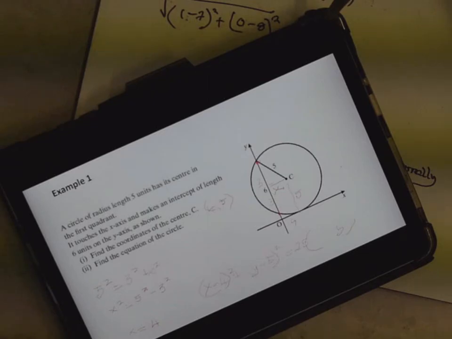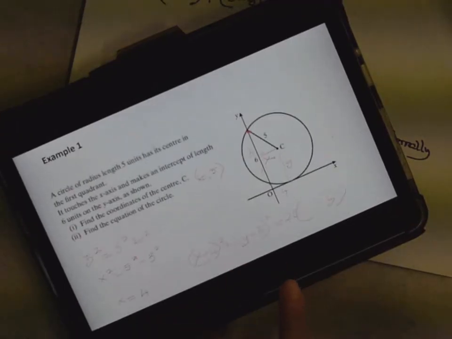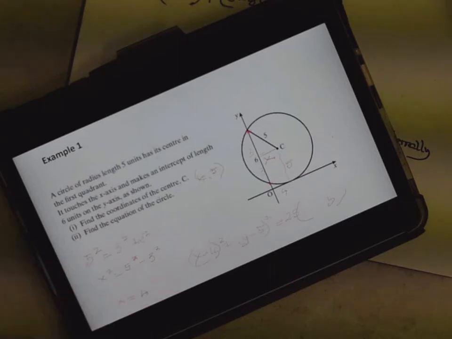Don't ever go with the x squared plus y squared plus 2gx plus 2fy plus c form unless they ask you. If you wanted to turn it into that form, what would you do? Square it out, tidy it up. But never voluntarily give them the other form unless they ask for it. Okay, all happy with that?